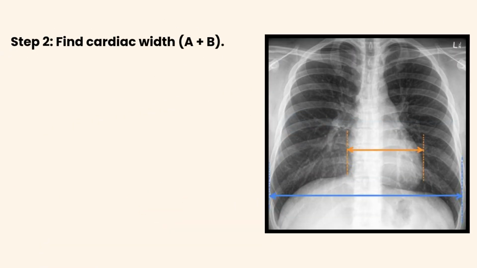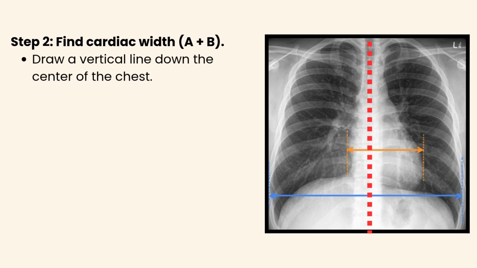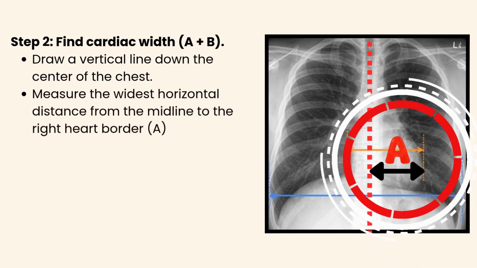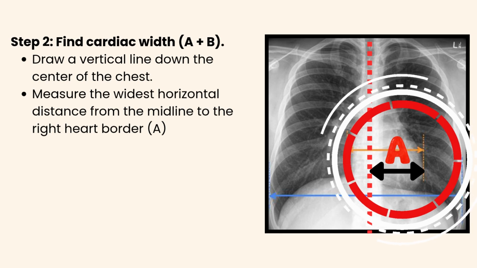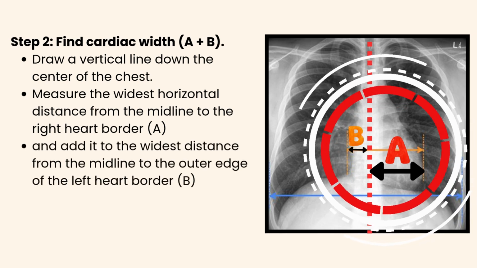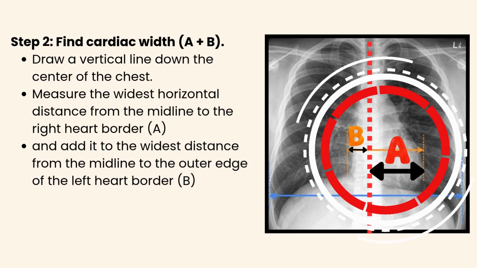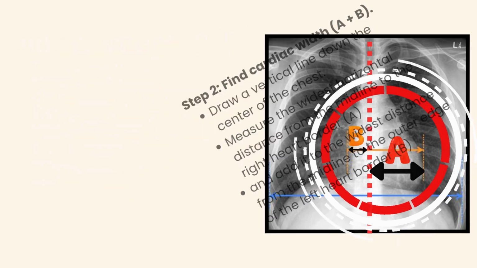Step 2. Find cardiac width. First, draw a vertical line down the center of the chest. Then measure the widest horizontal distance from the midline to the right heart border. We will mark it as A. And we will add it to the widest distance from the midline to the outer edge of the left heart border, which will be B.